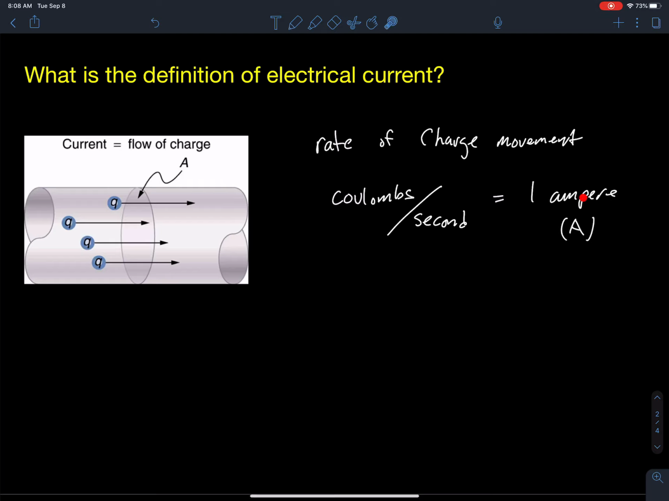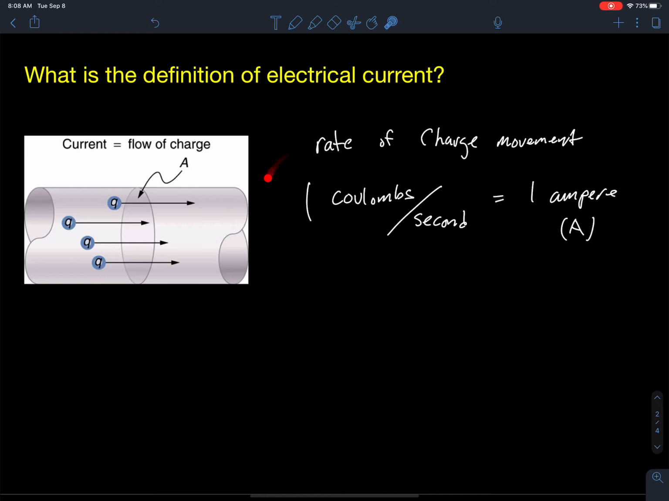So 1 ampere is the measurement for current, and 1 ampere would be equal to 1 coulomb of charge, which is a lot of charge, flowing through a circuit in 1 second. So if I was standing right here and I'm counting all the charges that flew by me in 1 second, and I multiplied them by the elementary charge, I'd be able to calculate the total number of coulombs that flew by that point in 1 second. And if I put that ratio together, that would give me the unit ampere, and that's current.